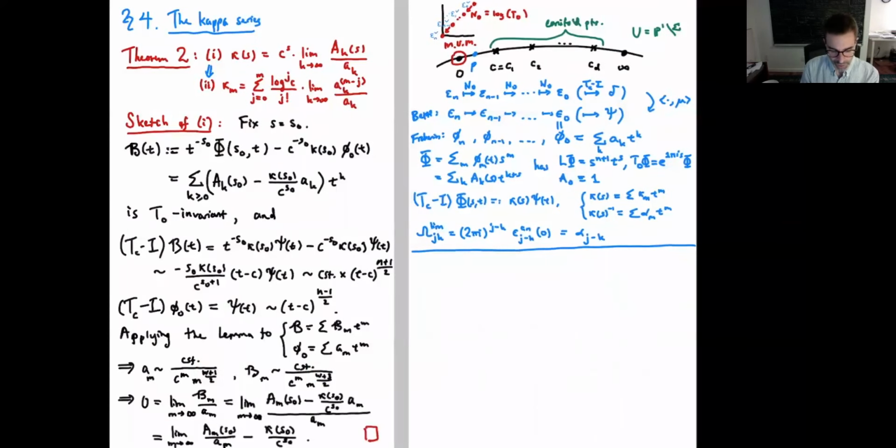Writing out BM, we have this. And so we conclude that this limit is 0, which is exactly the statement, multiplying through by C to the S naught, that kappa of S is equal to this.